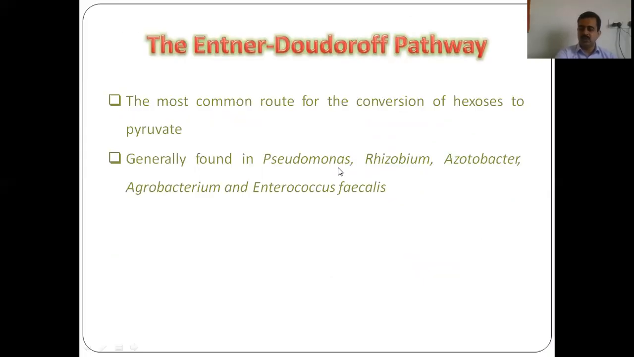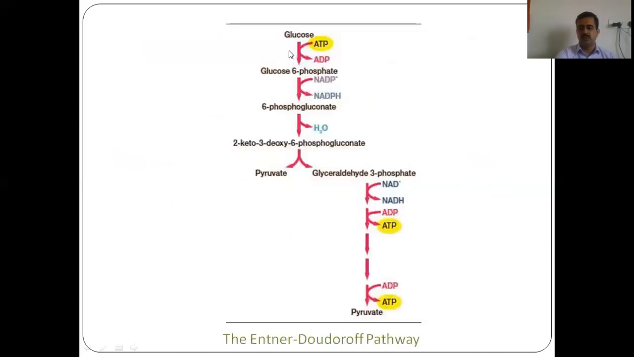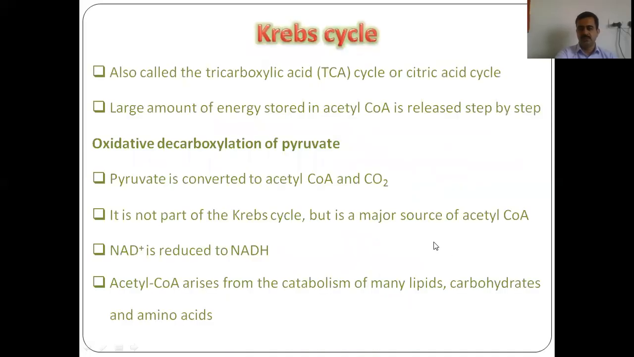The ED pathway, this pathway also we have seen. It is the most common route for conversion of hexose to pyruvate, generally found in Pseudomonas, Rhizobium, Azotobacter, Agrobacterium, and Enterococcus faecalis. See here, from glucose 6-phosphate directly to pyruvate, the ED pathway is performed.